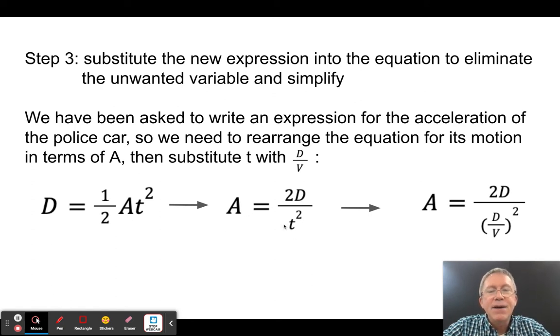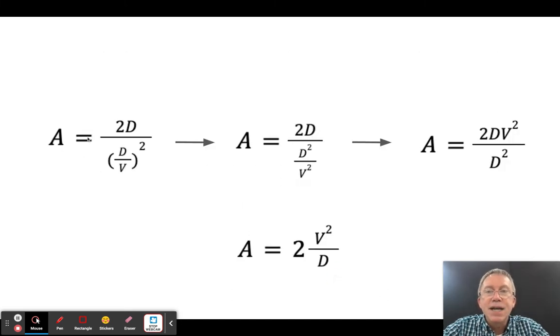All right. Now I don't want t, so I'm going to take the t out and replace it with d over v, which I got from the other one. So I'm going to swap out t for d over v and put it in here, but it's still got to be squared. Since a equals 2d over (d over v) squared, when I square this I get d squared over v squared. So I have 2d over that. Now I'm going to basically invert and multiply.